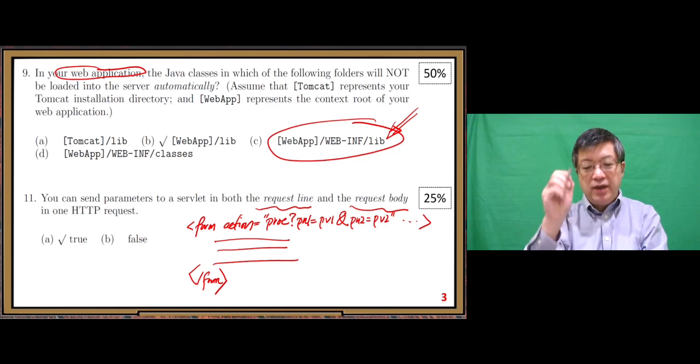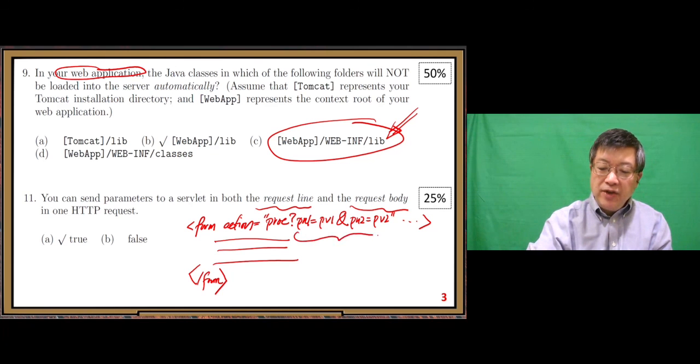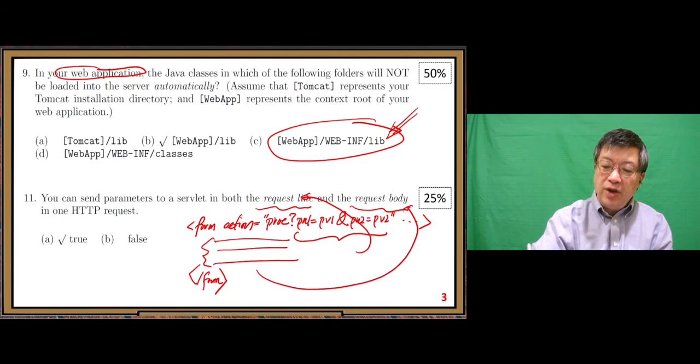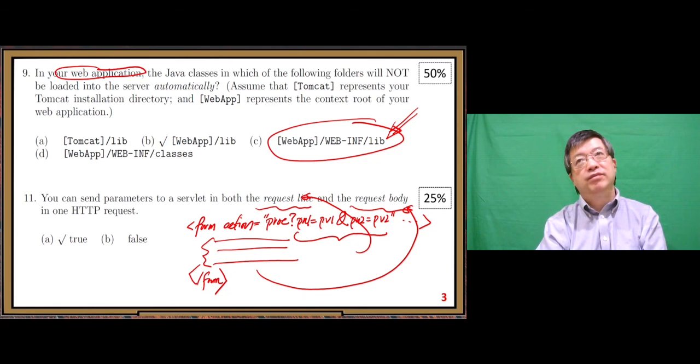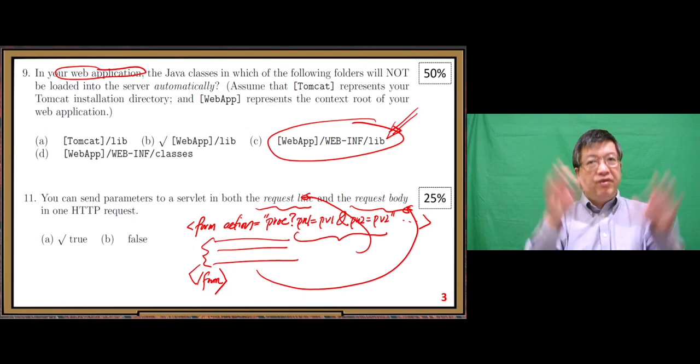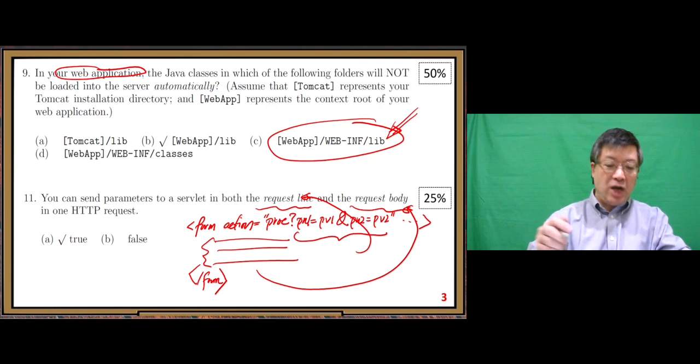After you click submit, we send in 2 places. The data in this place will be sent in the request line. The data in this part will be sent in the request body. So no problem. So that's the background of this question. All right. So we finish part 1. Next, we will do part 2 of the homework assignment number 1.